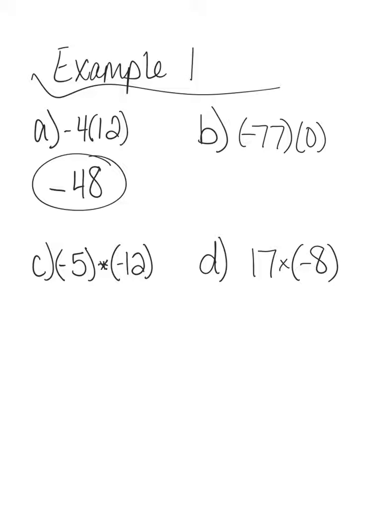Question B, -77 times 0. So again, a negative times a positive is a negative, but because I'm multiplying it by 0, what do I know? I know that any number times 0 equals 0. And while yes, we have a negative, we know that there isn't such a thing as -0. So my final product here is simply 0.